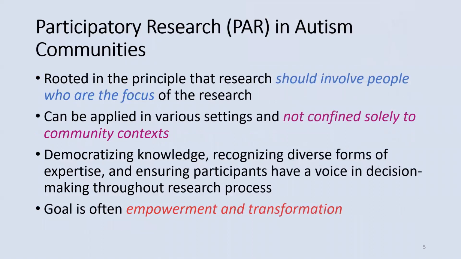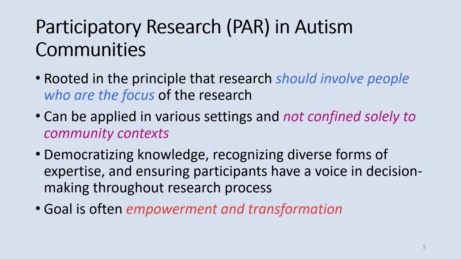All right. So participatory research, or PAR, is rooted in the principle that research should involve those who are the focus of the research. It views all participants as active contributors rather than passive subjects. Participatory research in autism communities would focus on engaging autistic people, their families, and community organizations in the research process. Participatory research can be applied in multiple settings and is not confined solely to community contexts. It could, for instance, involve employees in organizational research or students in educational research.